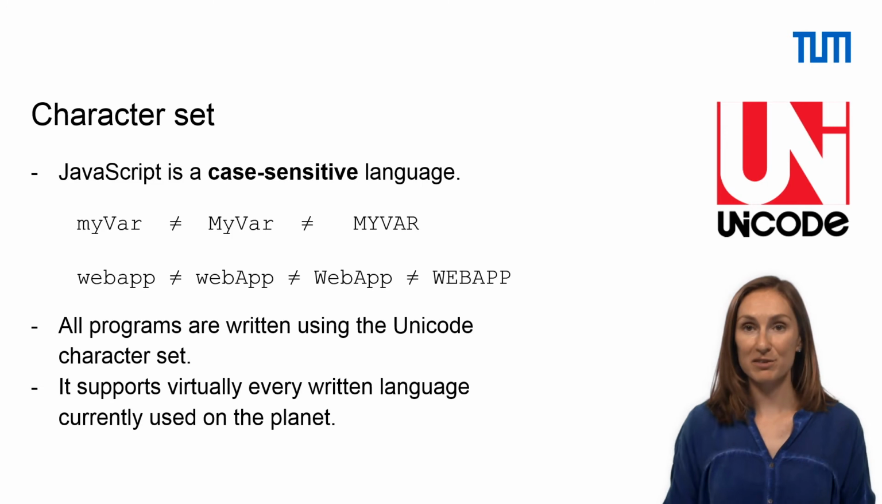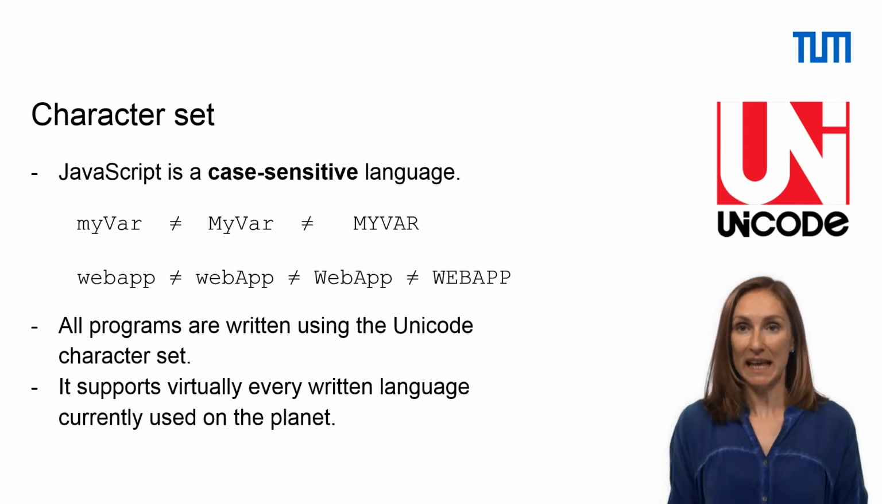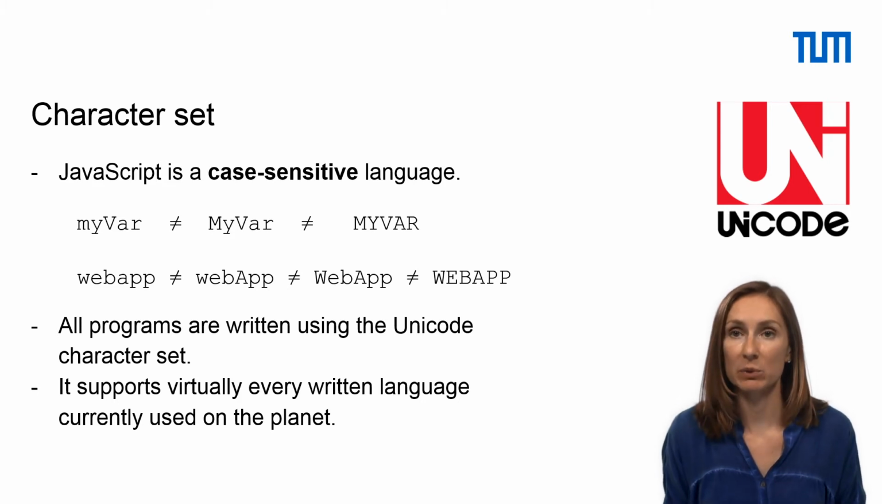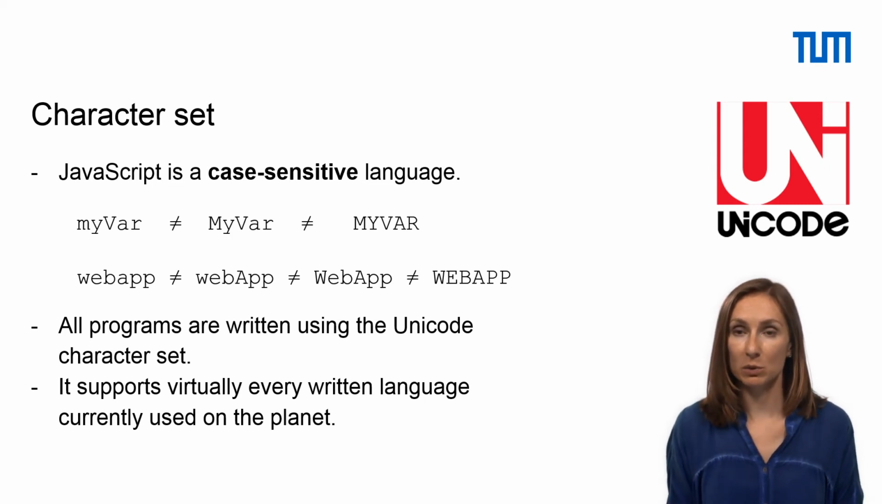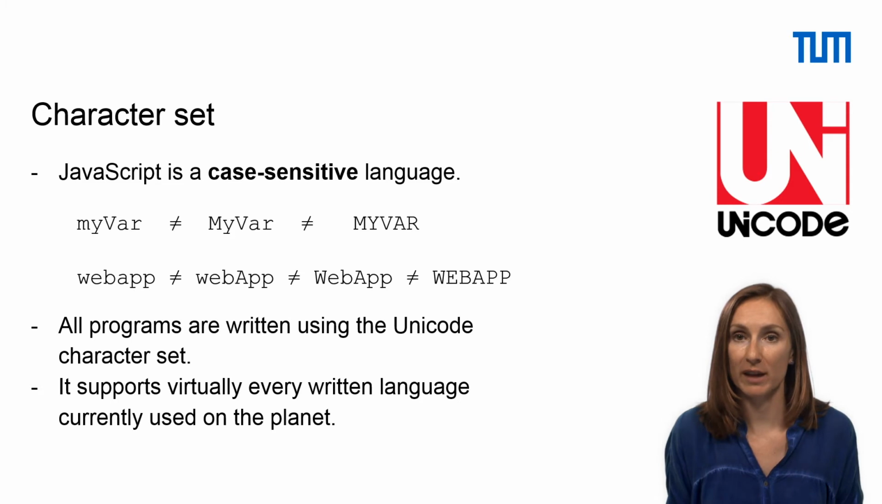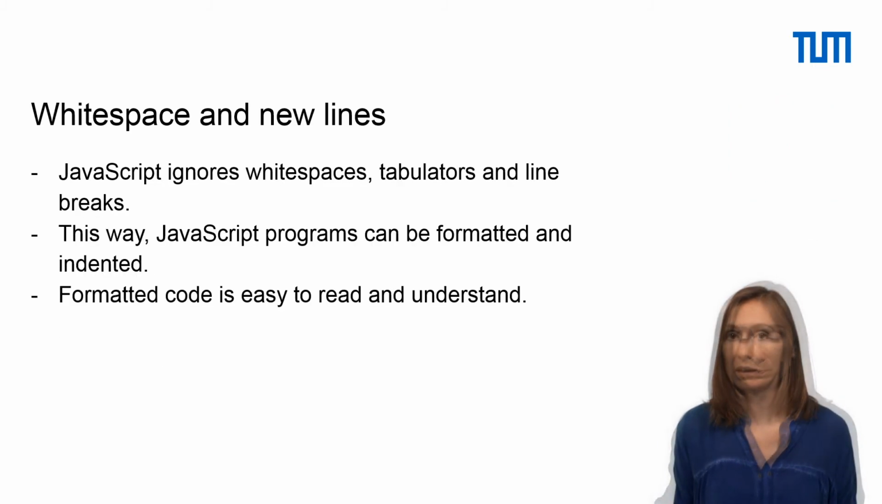effects. JavaScript is a case-sensitive language. This means that language keywords, variable, and function names must always be typed with a consistent capitalization of letters. For example, a different capitalization of the name myvar will be understood by your program such that you are using three different names. All JavaScript programs are written using the Unicode character set. The standard Unicode set supports virtually every written language currently used on the planet, making JavaScript independent of the operating platform and the language used.